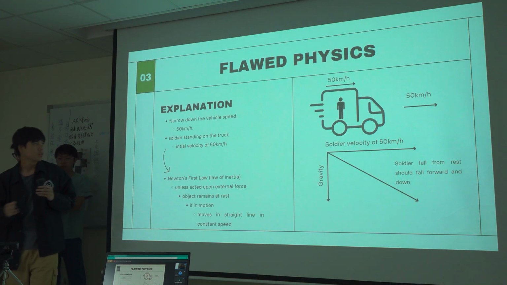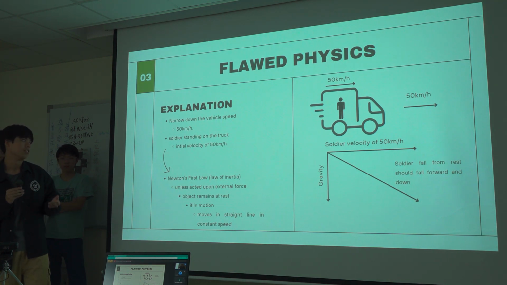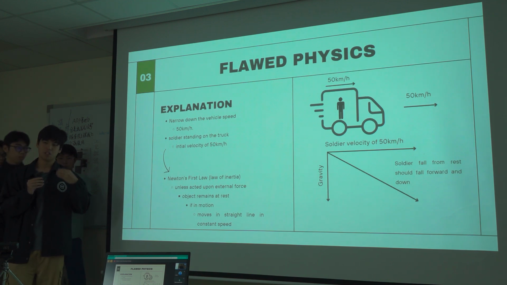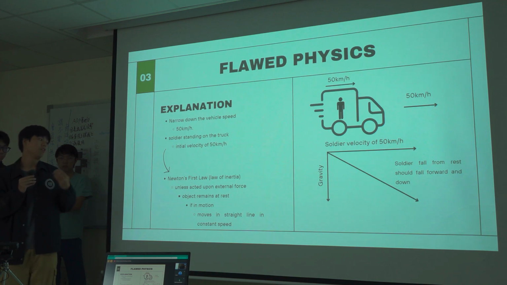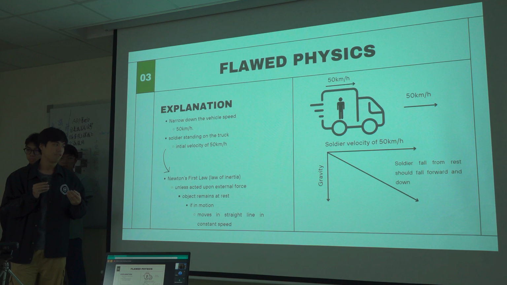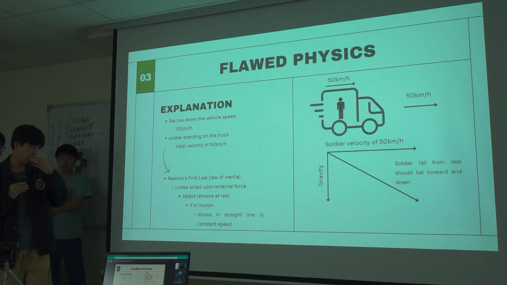Next. Let's narrow down the vehicle speed to 50 kilometers per hour to make it a lot easier. If the vehicle is moving at 50 kilometers per hour and the soldier is not moving just now, we'll assume that the initial velocity of the soldier is also 50 kilometers per hour. Following that, using Newton's first law of inertia, unless acted upon by an external force, or let's say a tree just now, an object remains at rest, and if it's in motion, it moves in a straight line, meaning it also moves with the vehicle.